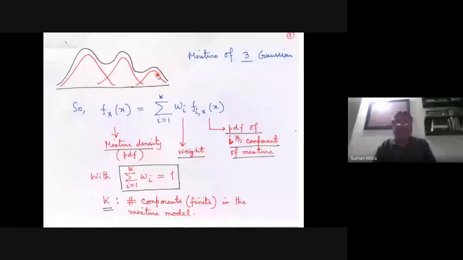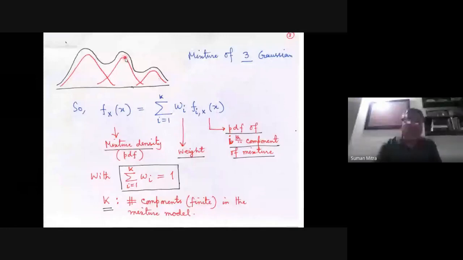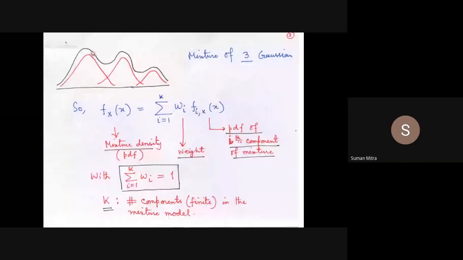And why do we call it Gaussian? Because individually each of these is considered to be Gaussian with certain mean and variance, right? And what is the weighted sum? The weighted sum is this one: W1 multiplied by the first Gaussian, W2 multiplied by the second Gaussian, W3 multiplied by the third Gaussian.